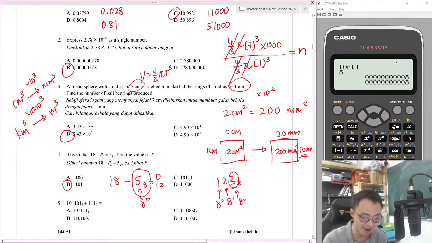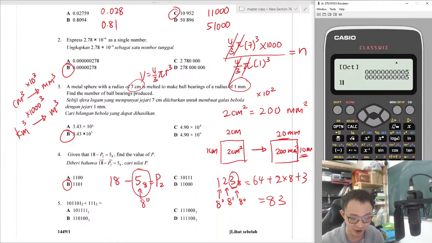Okay, so like this one, you're actually getting 64 plus 2 times 8 plus 3. So 16 will be 80, should be 83. Then I type 1, 2, 3, base 8 here. If I want to change it into base 10, should be 83. Do you see that? Yeah, this is how you solve the base number.